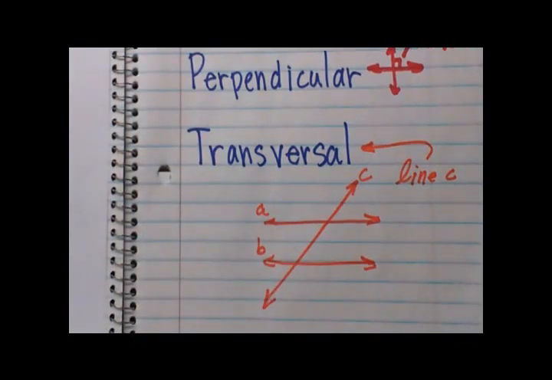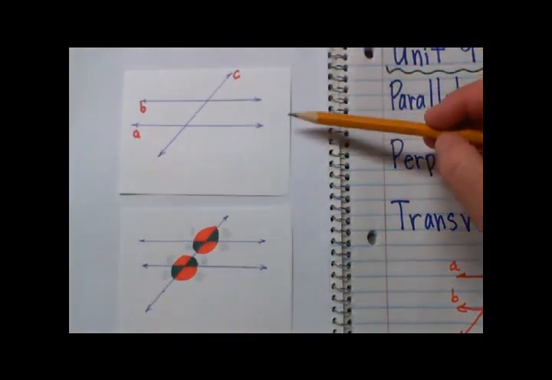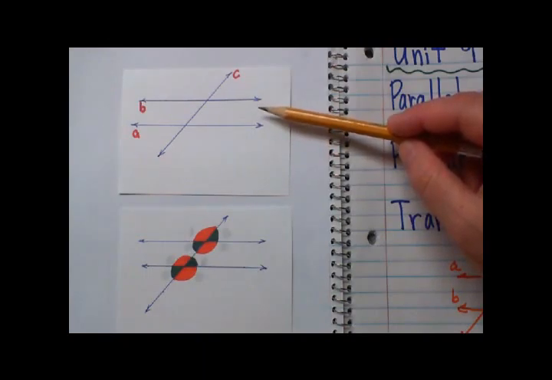The last kind of line I have right here is a transversal line. Let's say I have two parallel lines, line A and line B. I have a third line, line C, that crosses both of those parallel lines. A line that crosses two parallel lines is called a transversal, and that's line C. I've got another set of parallel lines and a transversal line right here.